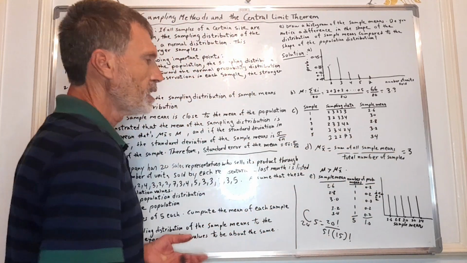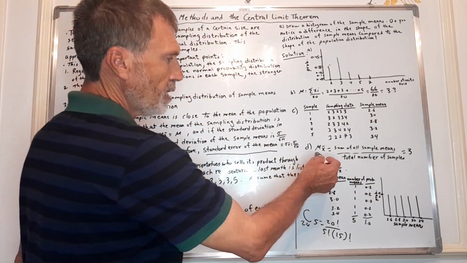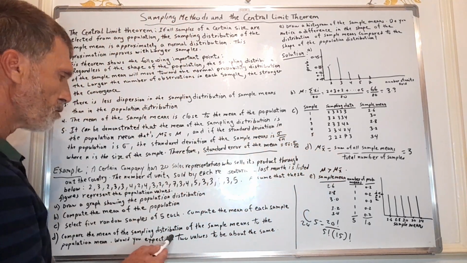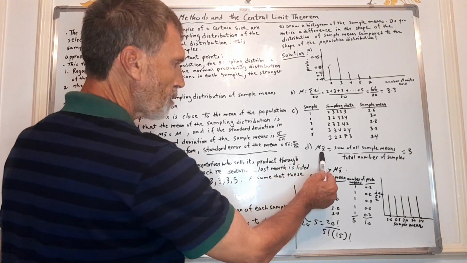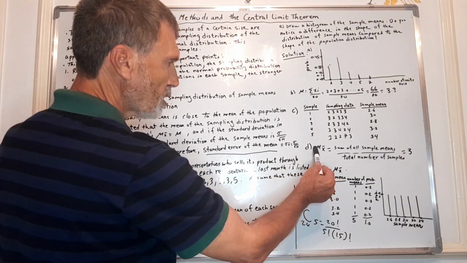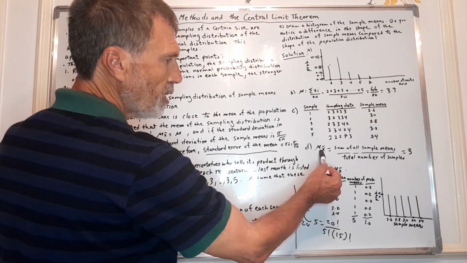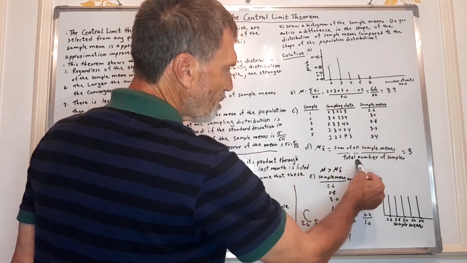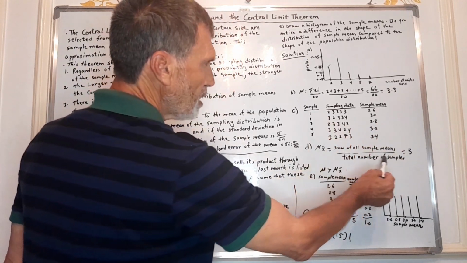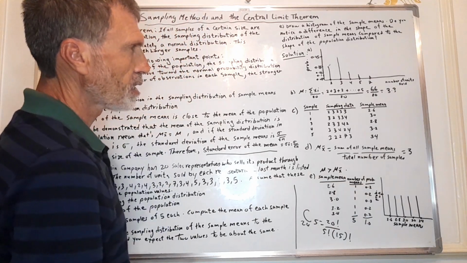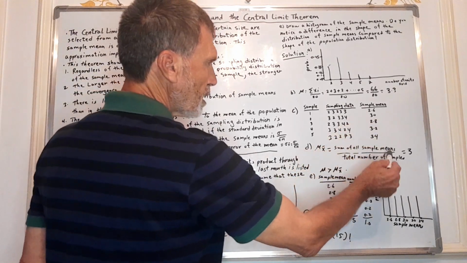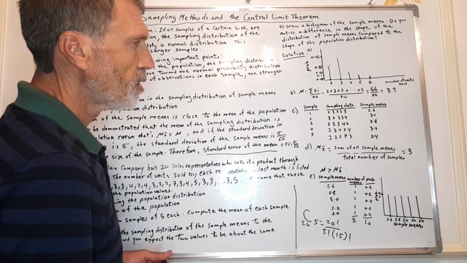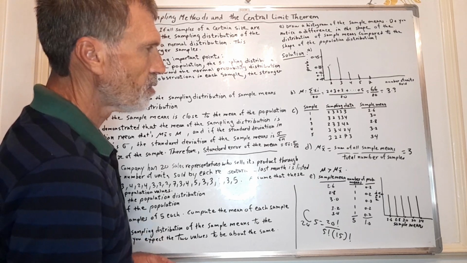Of course, D is: compare the mean of the sampling distribution of the sample means. This is the mean of the sampling distribution of the sample means, mu of x bar, which is the sum of all sample means. We just add all of those and divide by the total number of samples, which is 5, and we come up with 3. Of course, you're going to come up with 3.